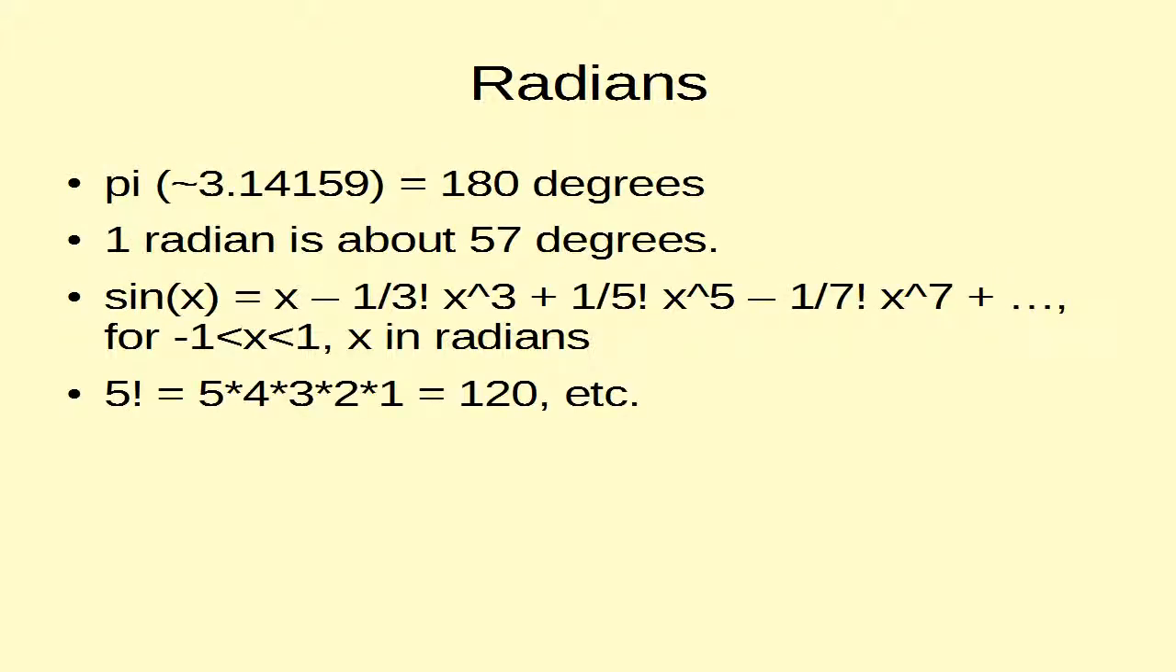Even though degrees are mostly used to describe angles, radians are the natural units for angles. A radian is about 57 degrees or 180 divided by pi.